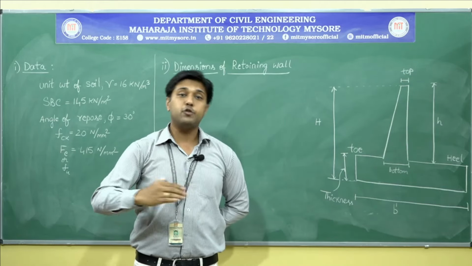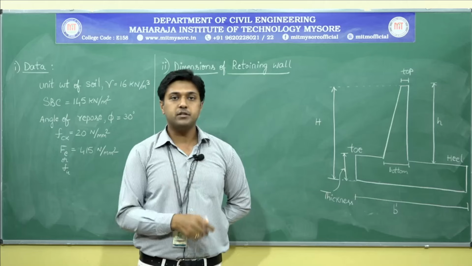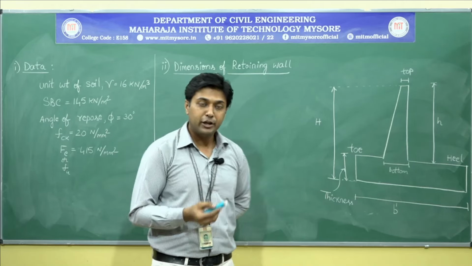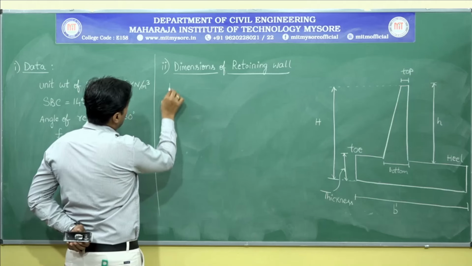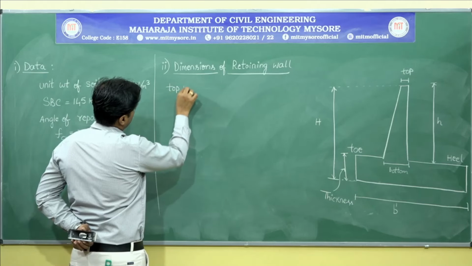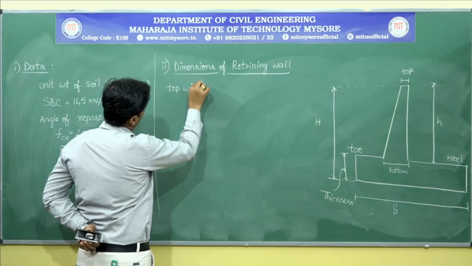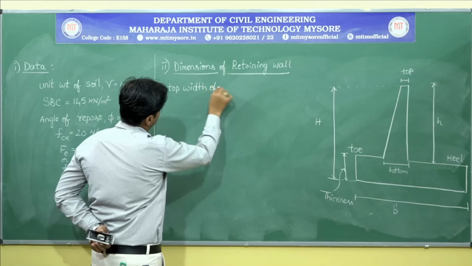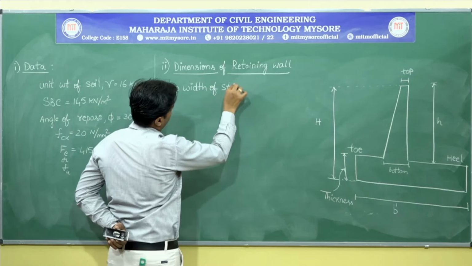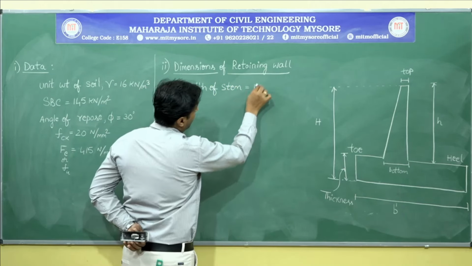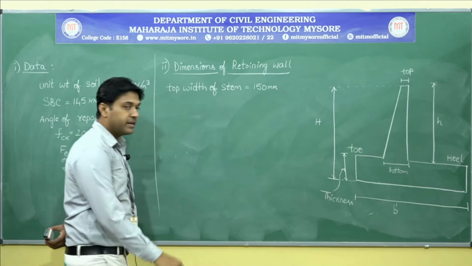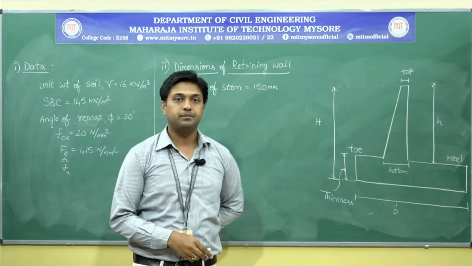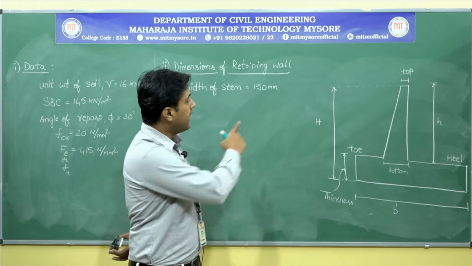So we'll assume, based on experience, as you people are new. So what we will do is, we'll assume the top width of the stem is equal to 150 mm. So it is approximately 6 inches. Okay, it is 150 mm.